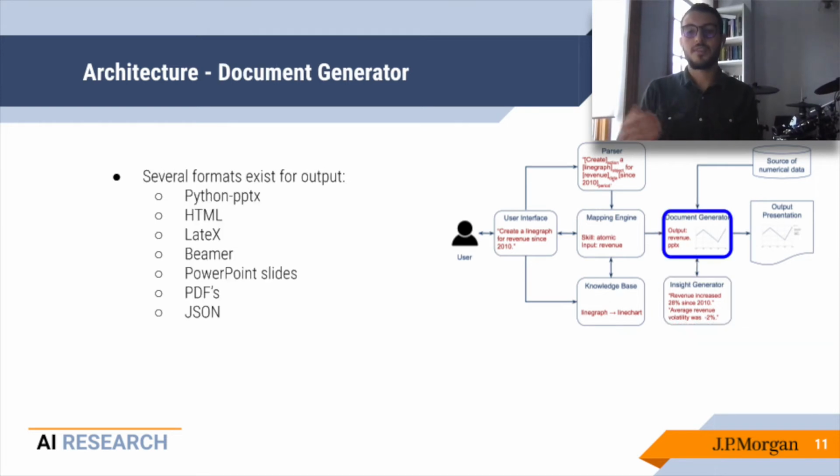interesting. For this last component, the document generator, we are showing you here how we are aggregating all the information, all the figures and all the insights into one document. For the paper, we showed using the Python PPTX library to generate the presentation. We have several versions of the tool deployed here at JP Morgan, generating PDF and web pages.